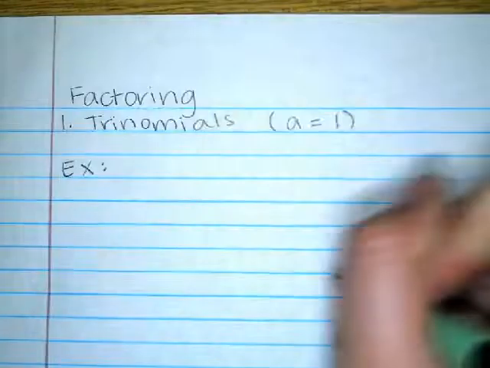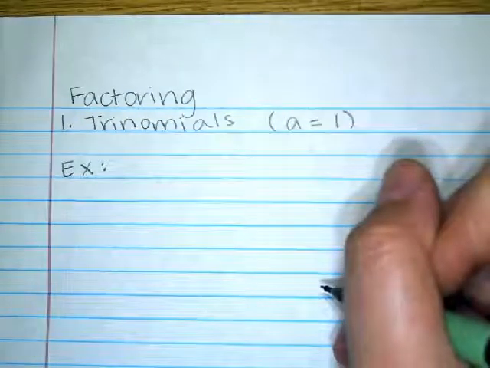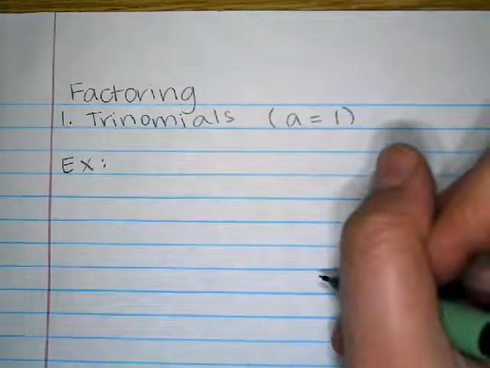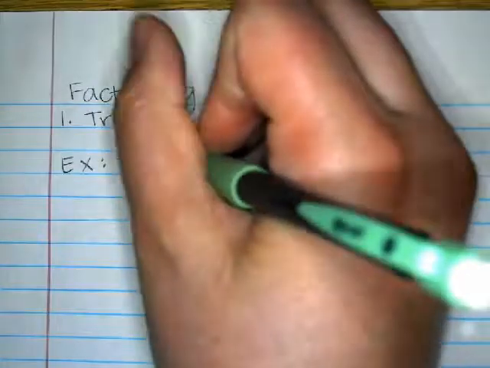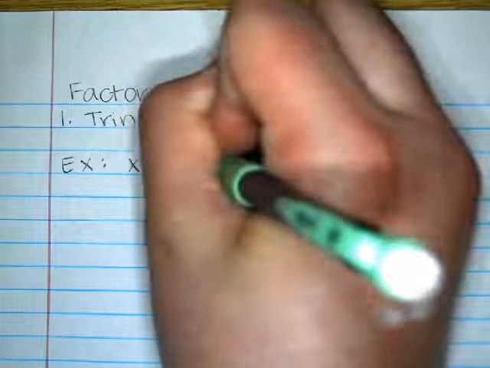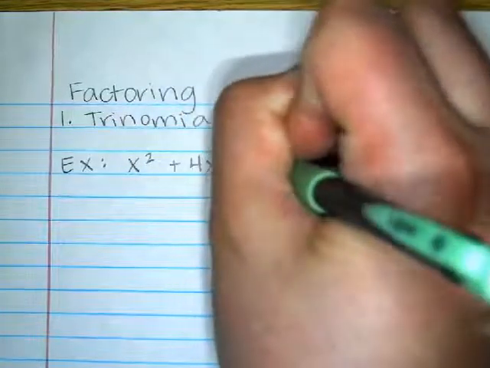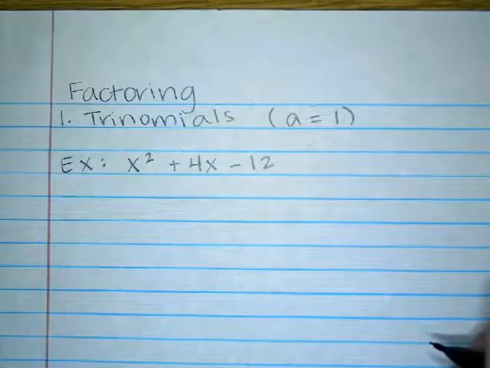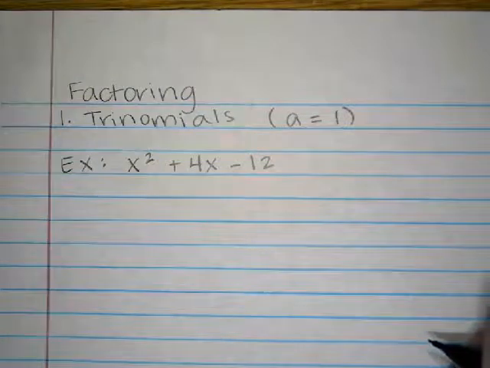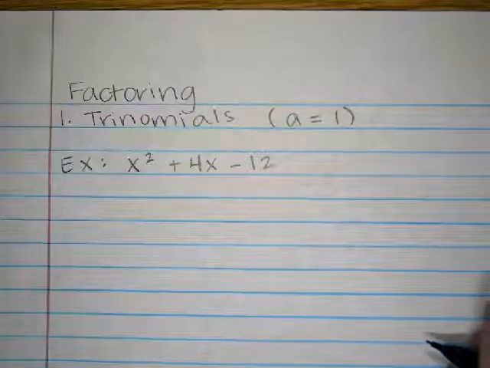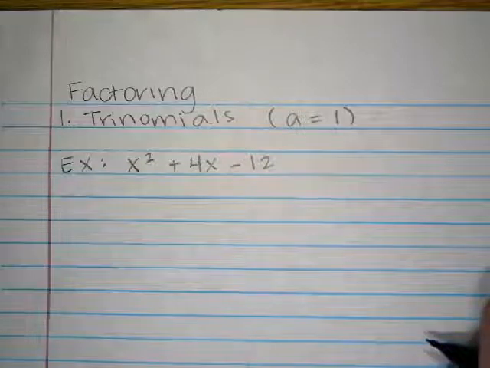The instructions for any of these would say factor, or they might say factor completely. So for the first one, we're going to factor x squared plus 4x minus 12, and this should be review. I'm not teaching you to factor for the first time. You learned that already, Math 1, 8th grade maybe.